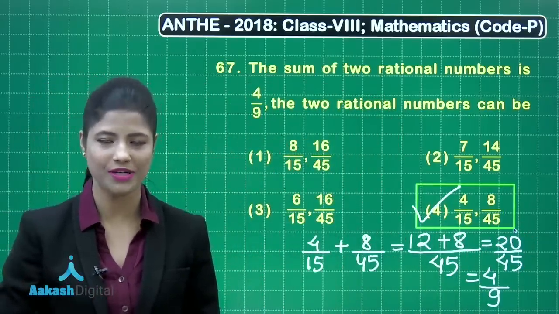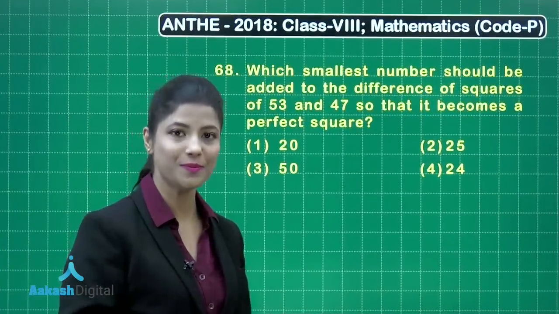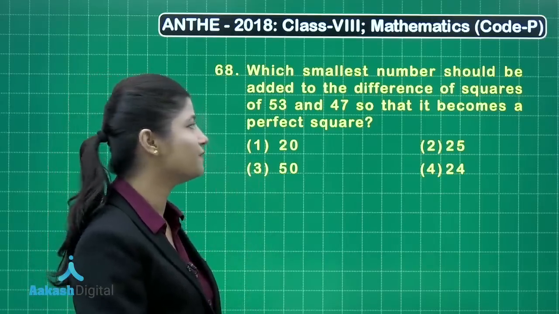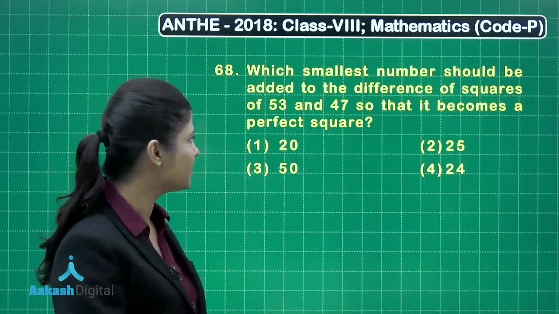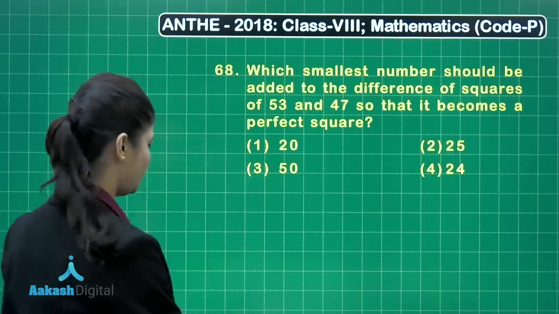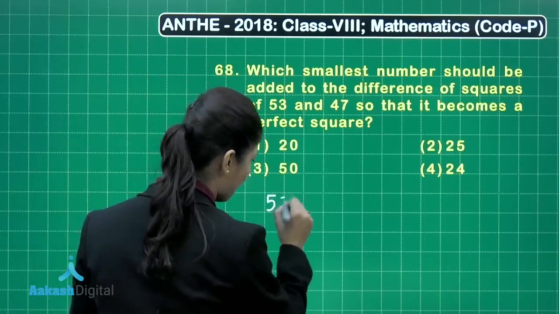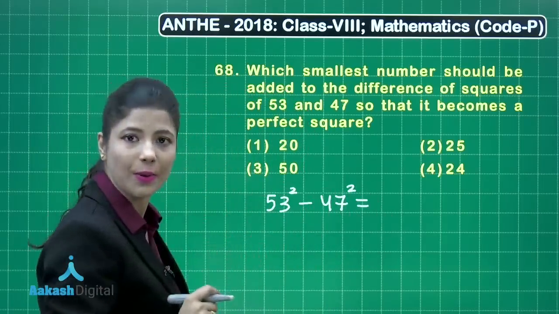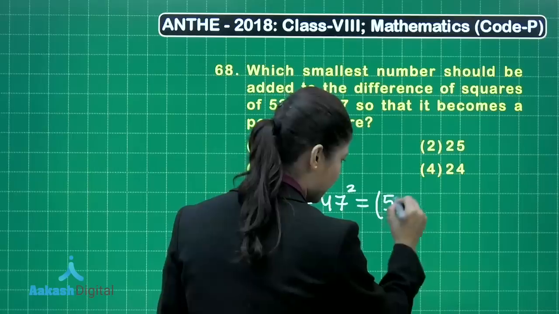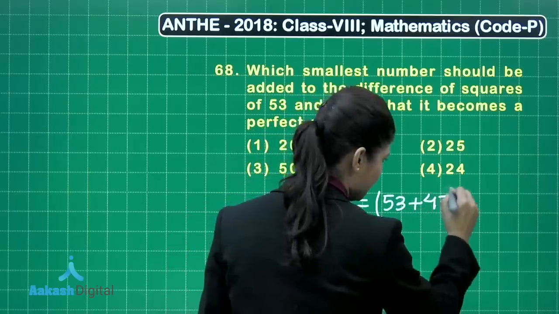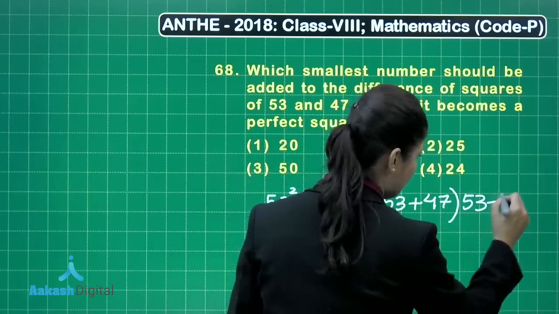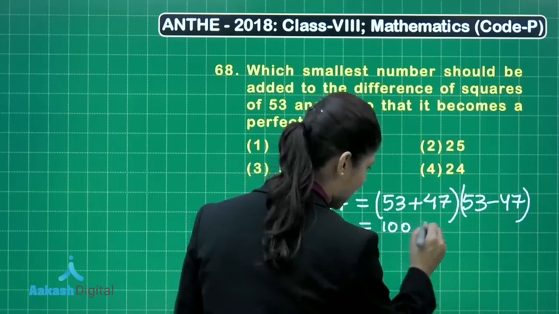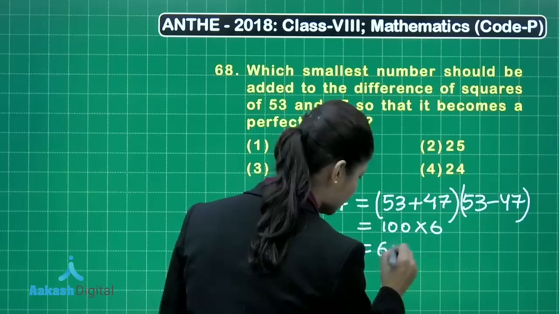Let's proceed to our next question. Let's discuss now question number 68. It states: which smallest number should be added to the difference of squares of 53 and 47 so that it becomes a perfect square? So here we are talking about the difference of the squares of 53 and 47. This is just like the formula a square minus b square, which is equal to a plus b, that is 53 plus 47, into a minus b, which is 53 minus 47. When we take the sum of these two, it is 100 and their difference is 6. So this value is equal to 600.